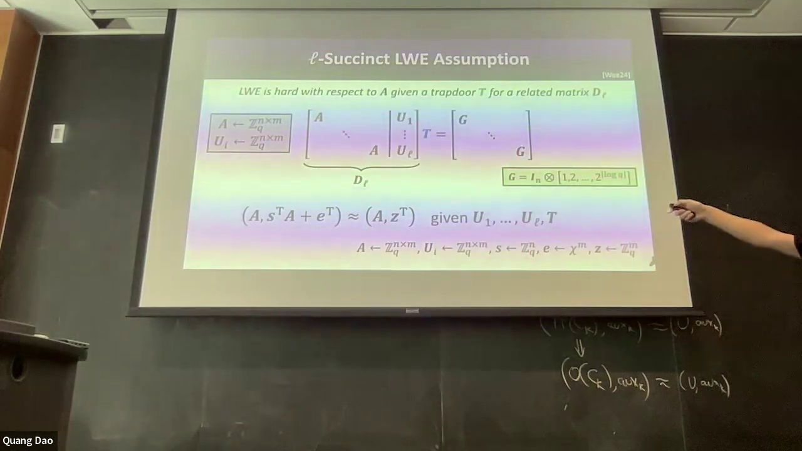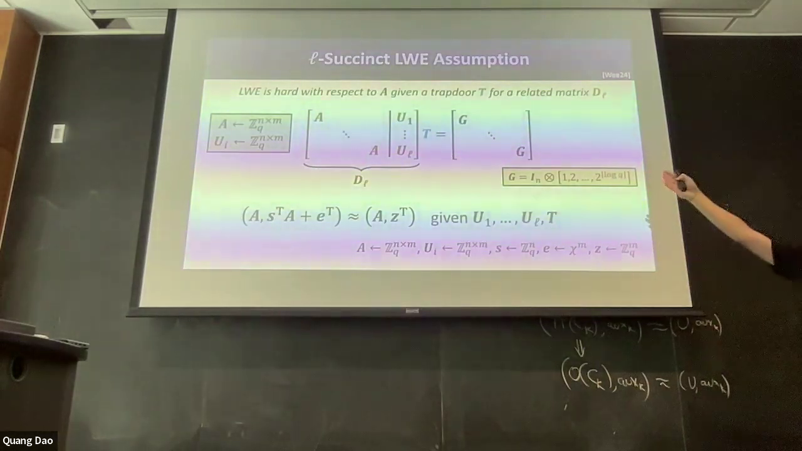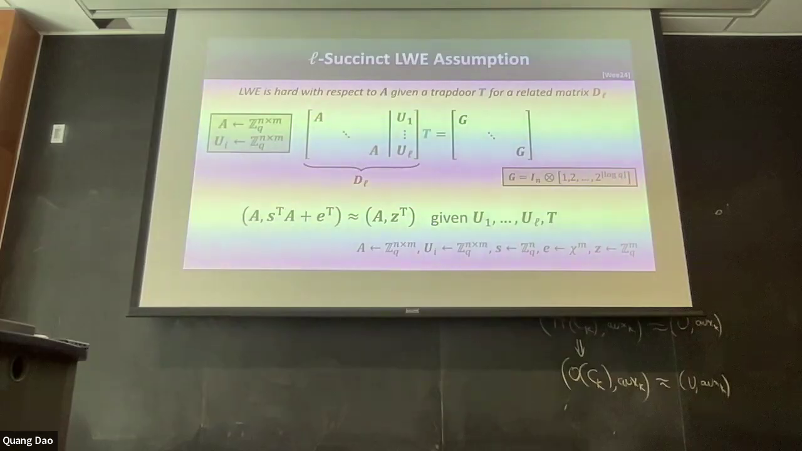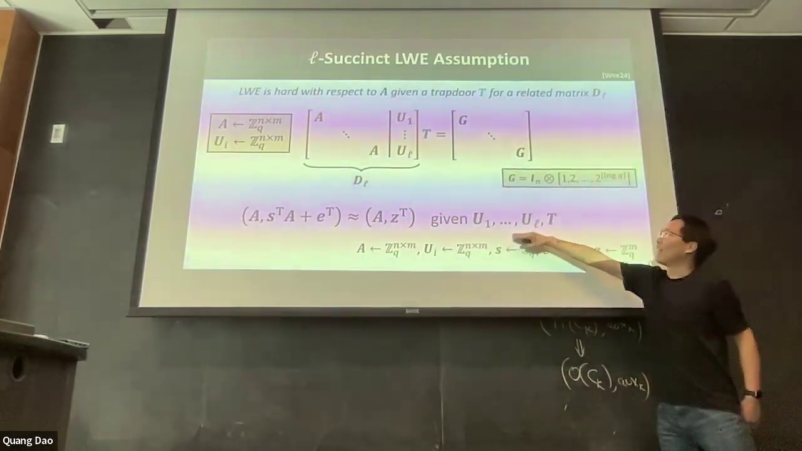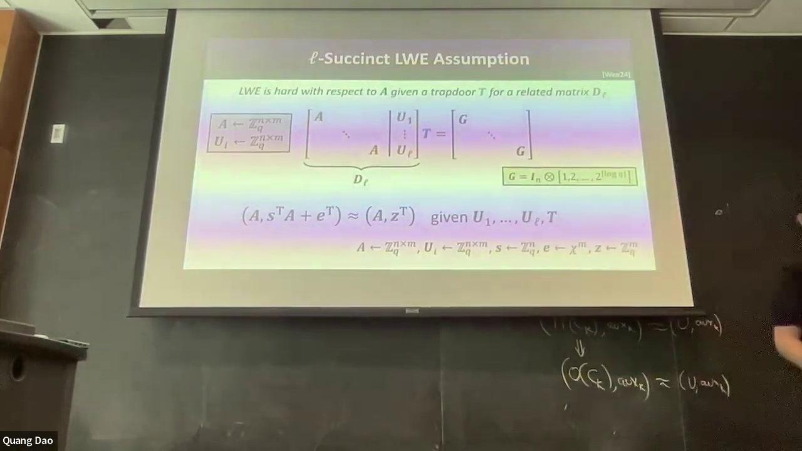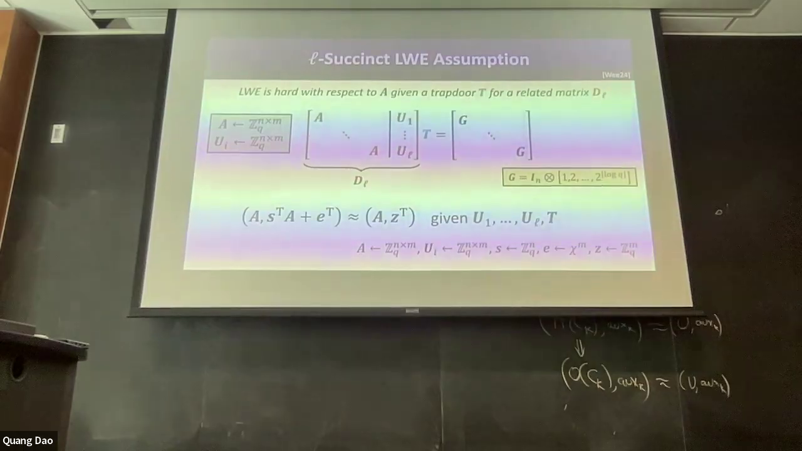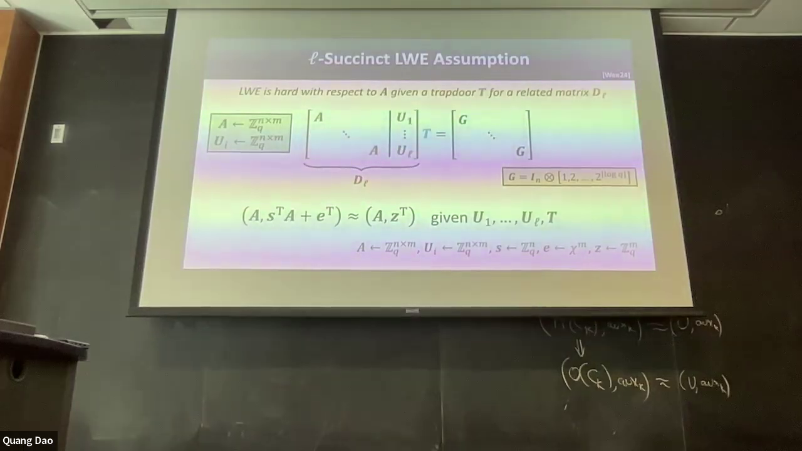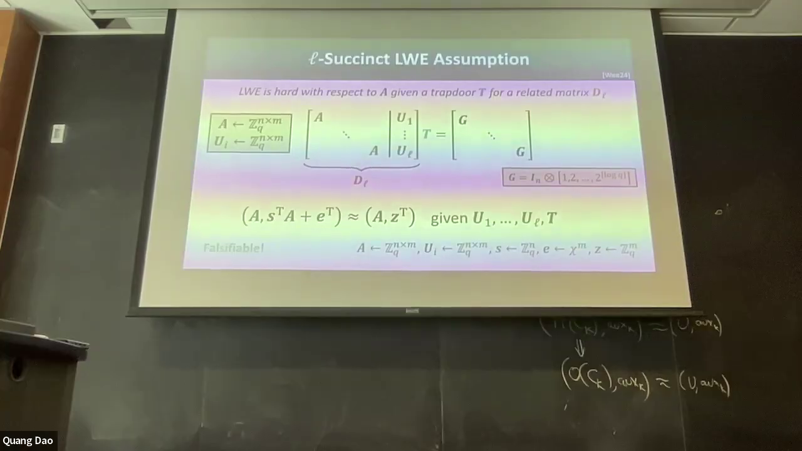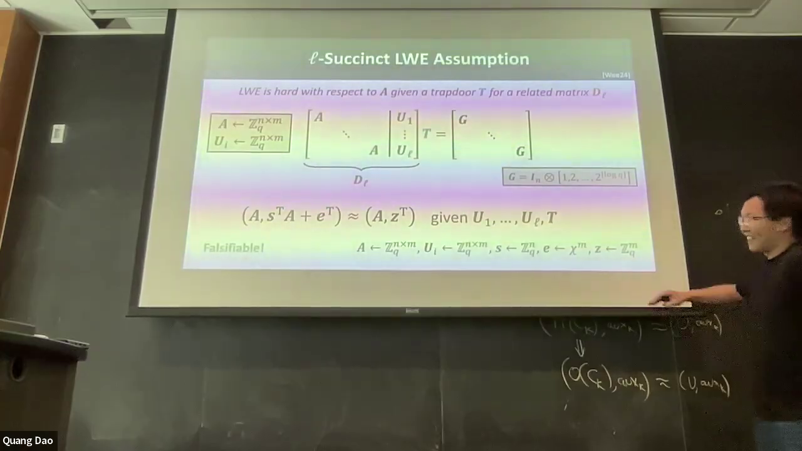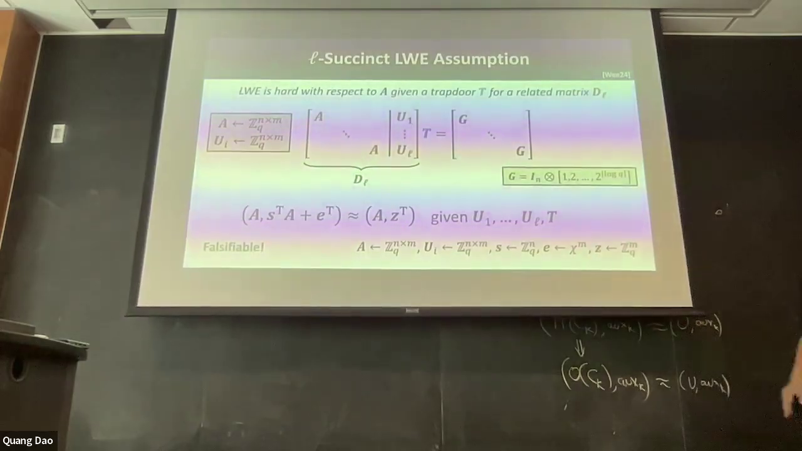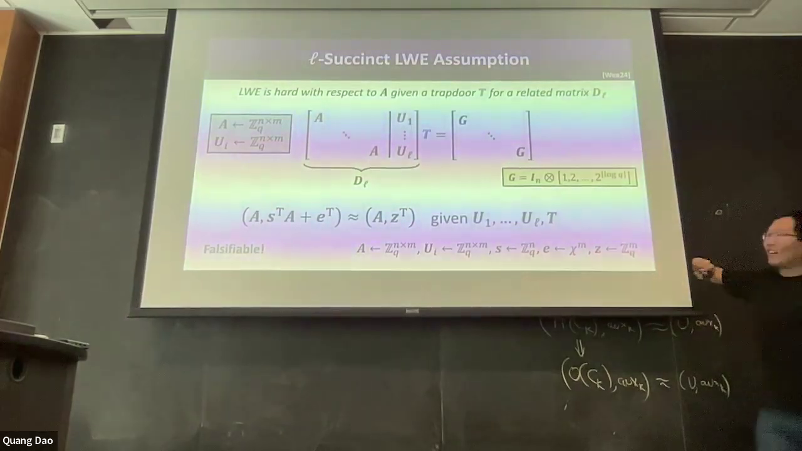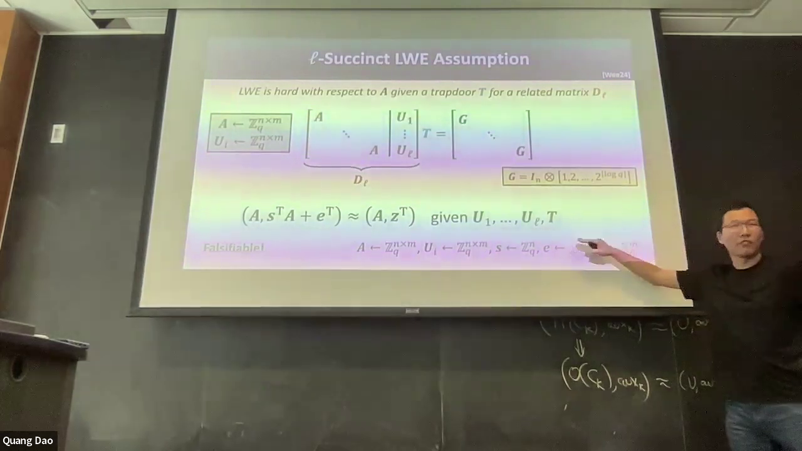Okay, so here, this is the gadget matrix. This is the powers of 2 matrix that we saw in the previous slide. And the L-succinct LWE assumption basically just says that LWE still holds, even though I give you these random matrices and this trapdoor. Okay, so I'll try to give you a little bit of intuition for why this assumption is useful during this talk. So the first thing I want to note is that this is a falsifiable assumption, right? This is a distinguishing assumption. So unlike evasive LWE, this is now falsifiable.